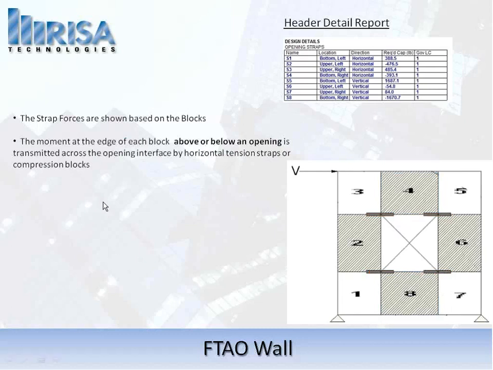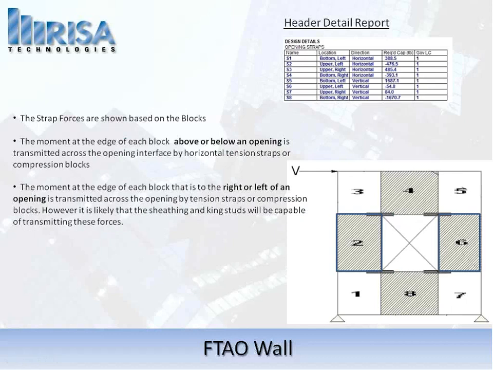And if you see in the next one here, we talk about the moment at the edge of the left and the right side of the openings being transmitted by compression and tension straps. However, it is likely that the sheathing and the king studs are capable of transmitting these forces. I don't have a drawing showing how this is transmitted, but we give you those forces there if you need to design for them. Okay, so you've got all the strap information to be able to put the strap forces right in there.